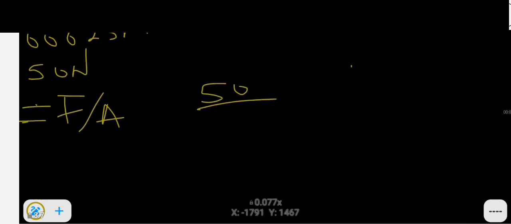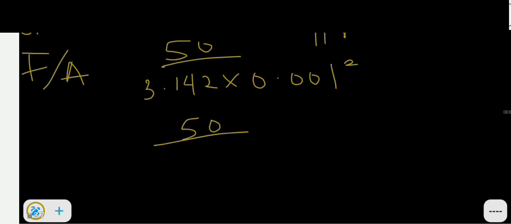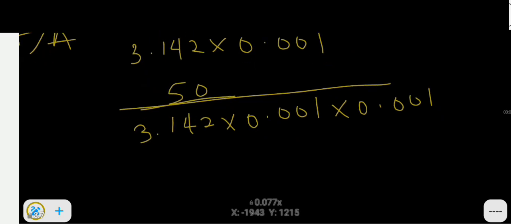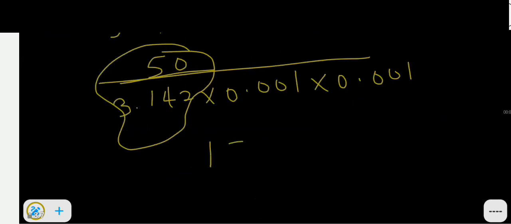So you're using pi r squared now. It's 50 divided by 3.142 times the radius, which is 0.001, squared. So 50 divided by 3.142 times 0.001 times 0.001. From here you can easily divide this. If you divide that, you're going to get 15.9.